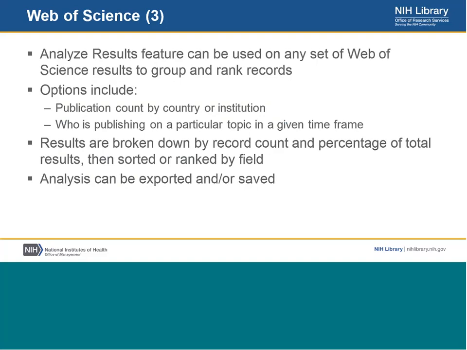So your results are also broken down by record count and percentage of total results, and give you the ability to have them sorted or ranked by field. Any analysis that you do can be exported or saved out of Web of Science. The things that you create and produce in Web of Science are not just limited to that interface. Anything that you do, you can export out to be used in other tools.